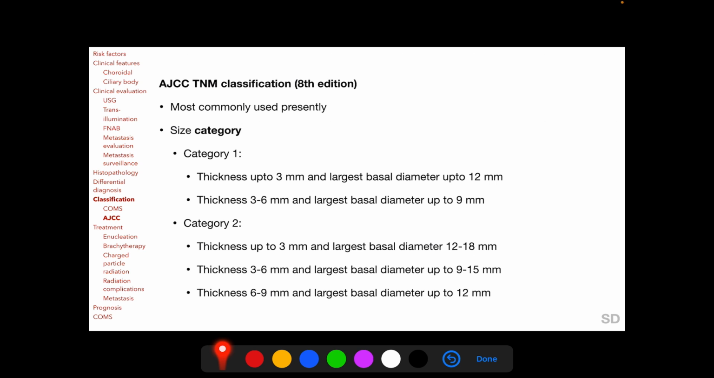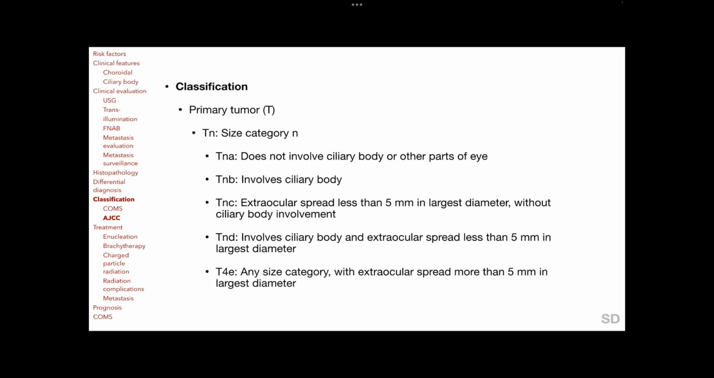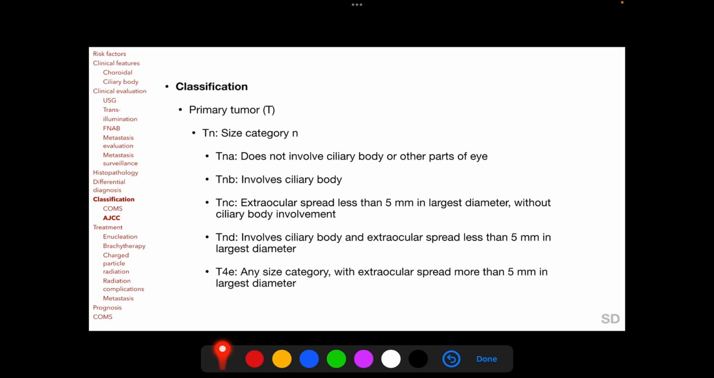So the primary tumor is first categorized into 4 categories based on the thickness and the largest basal diameter, and each category has multiple combinations of thickness and largest basal diameter. After the primary tumor is categorized into 4 categories based on its size, each size category is further subclassified into 4 subcategories based on presence of ciliary body involvement and presence of extraocular spread. The tumor belongs to A subcategory if it does not involve the ciliary body or other parts of the eye and does not have extraocular spread.